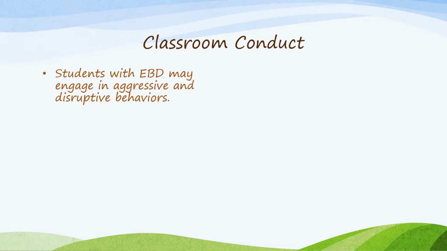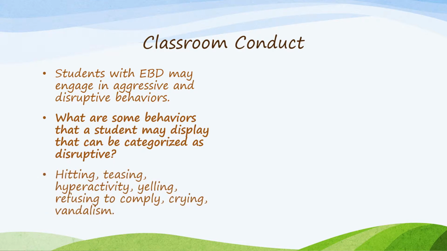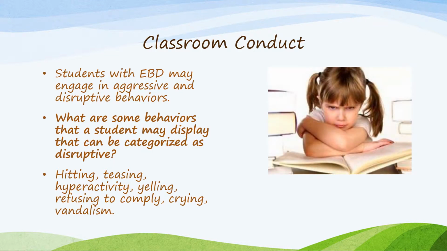So now we'll look at classroom conduct. Students with EBD may engage in aggressive and disruptive behaviors. So thinking about your own personal experience or what you've learned so far, what are some behaviors that a student may display that can be categorized as disruptive? So these are just some examples, but not limited to. Disruptive behavior could be hitting, teasing, hyperactivity, yelling, refusing to comply, crying, and vandalism. But a disruptive behavior can be anything that disrupts the classroom setting and strays the other students from learning as well.